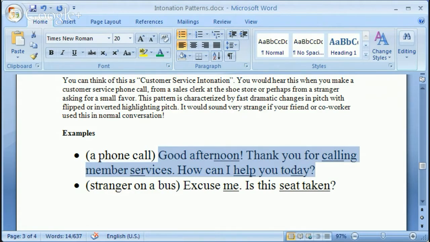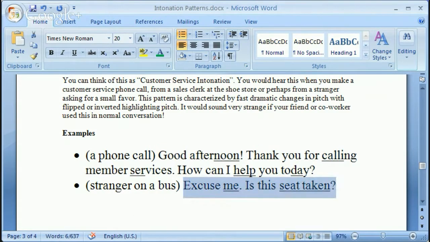Wow, I'm impressed. Okay, Pavel. All right, let's try this one. The next one. Stranger on a bus. Excuse me. Is this seat taken? Okay, very good. But a little softer on the excuse me and a little more rise. Excuse me, is this seat taken?